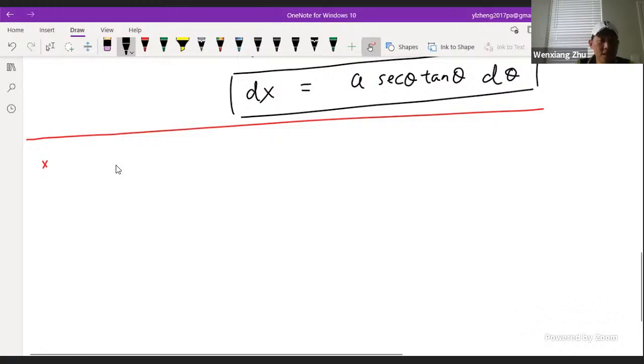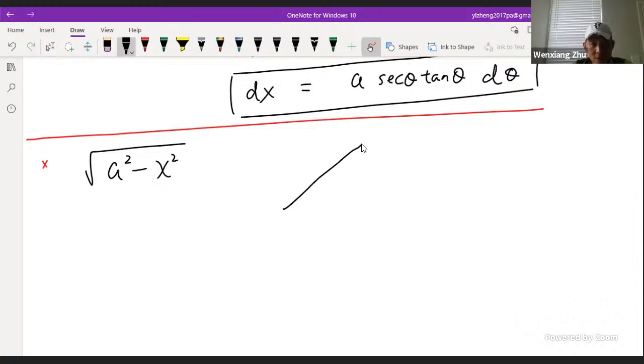your a and x switch position. So it becomes square root of a squared minus x squared. Now in this case, how am I going to draw the right triangle? Well, you still have this same shape of right triangle, put the theta here.